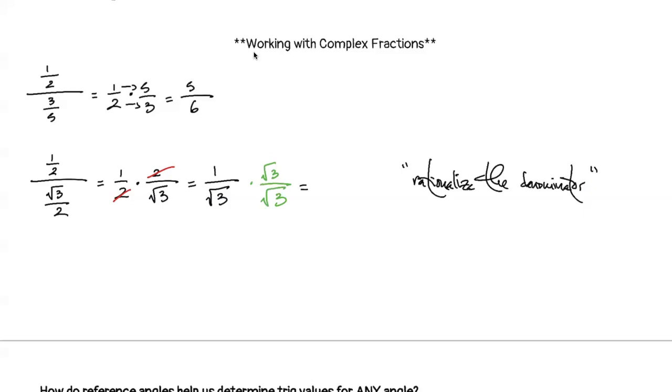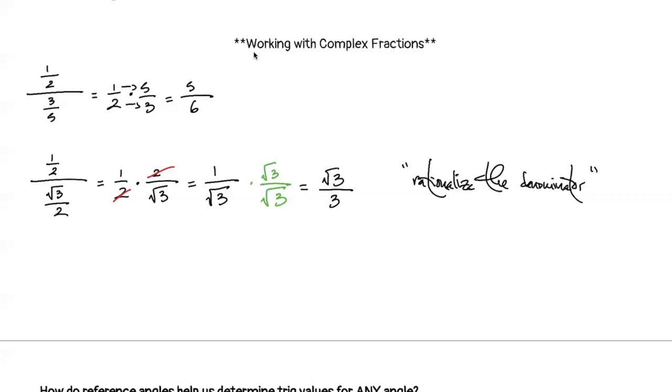Okay. What do we get in the denominator now when we multiply through? We get a 3. Great. What do we get in the numerator? Good. Okay.